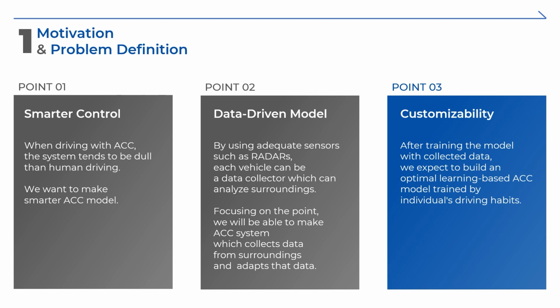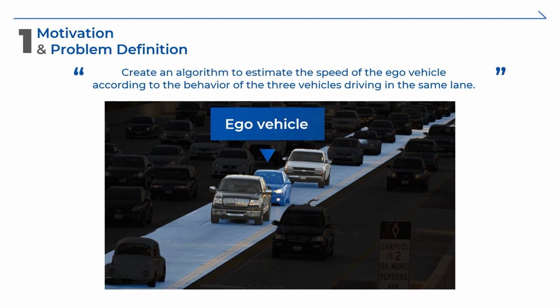By using sensors, each vehicle can work as a data collector which analyzes its surroundings and its own motion. By using these data, we aim to build an optimal learning-based ACC model which is trained by individuals' driving habits. Our final goal is to create an algorithm to estimate the optimal speed of each vehicle according to the behavior of three vehicles driving in the same lane.